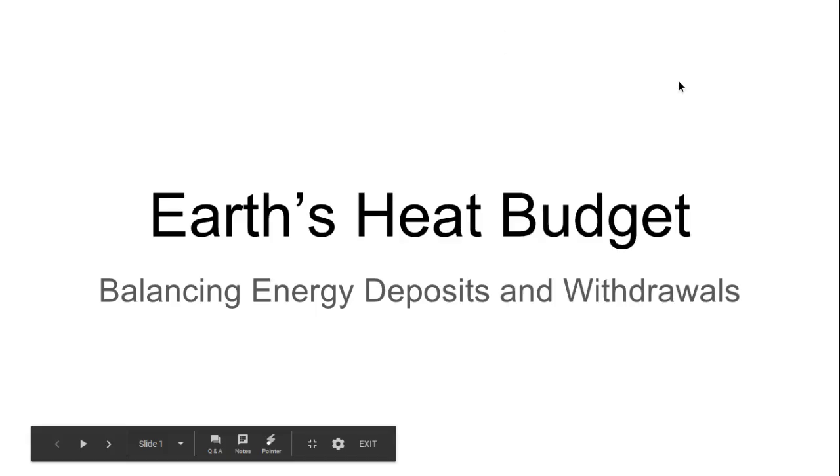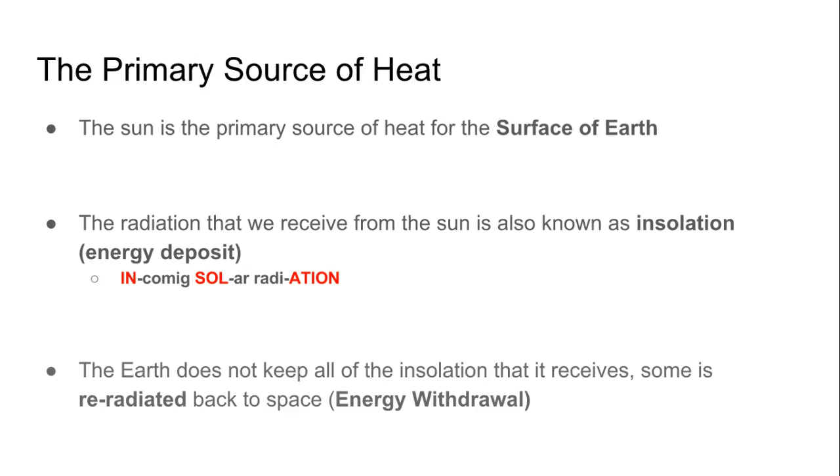So what we're going to talk about today is something called Earth's heat budget. This is a process of balancing what we call energy deposits and energy withdrawals. So just a couple pieces of background information. The primary source of heat for the atmosphere of Earth or the surface of Earth is the sun.